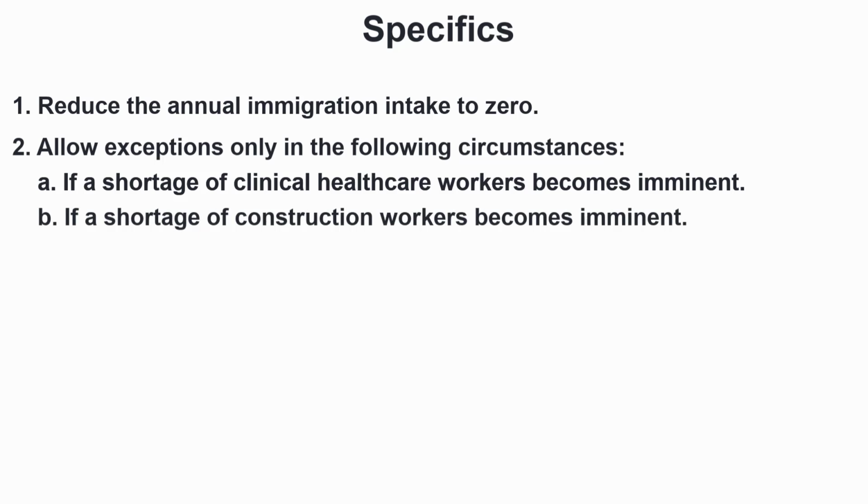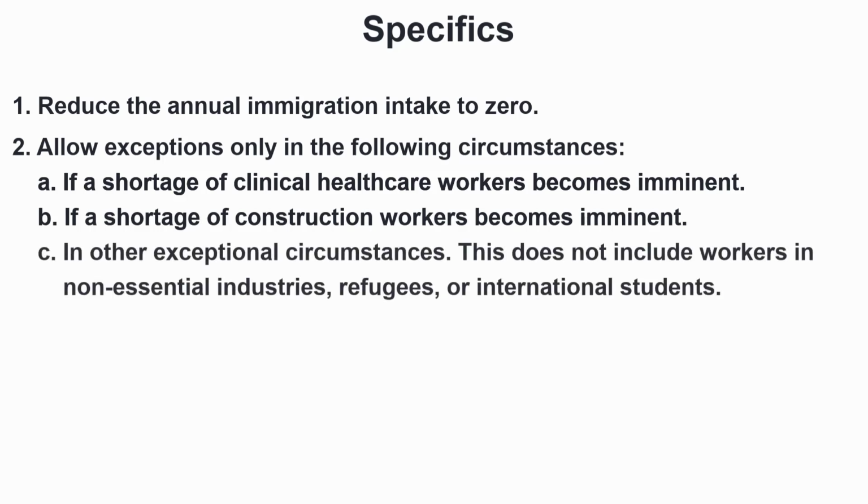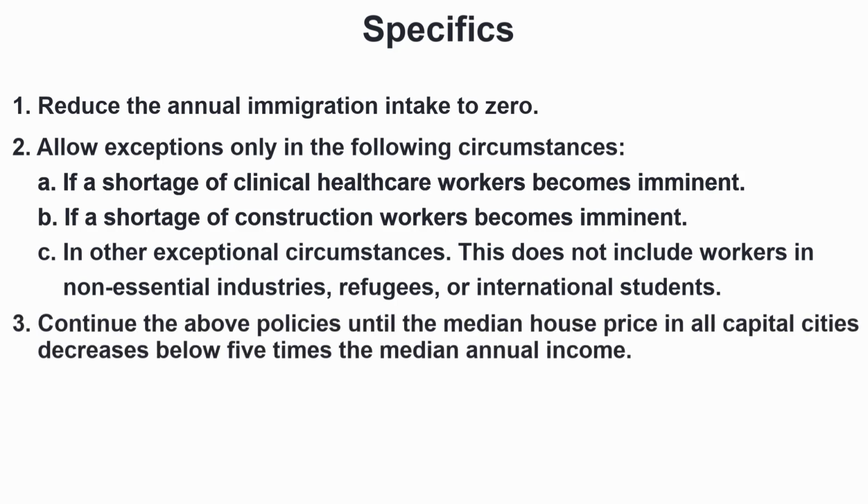This is to ensure that the construction industry does not become constrained, as this would prolong the housing crisis. Finally, for exceptional circumstances, as it is impossible to foresee all scenarios in which an exception is warranted. However, explicitly excluding specific types of immigration makes the intention of this clause clear and prevents it from becoming a loophole. Finally, I propose that the previous policies are continued until housing affordability is restored.